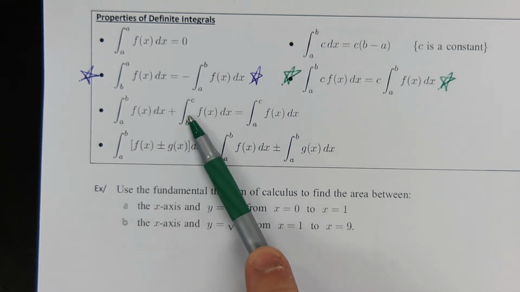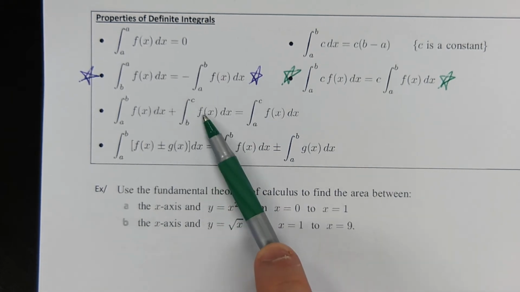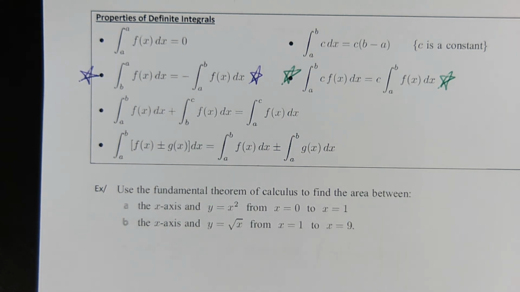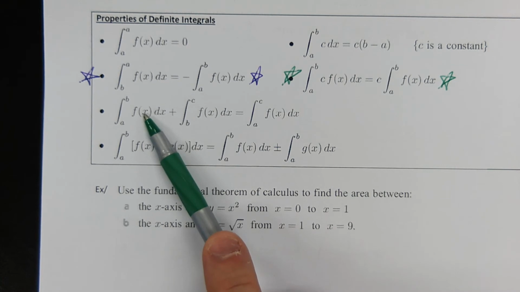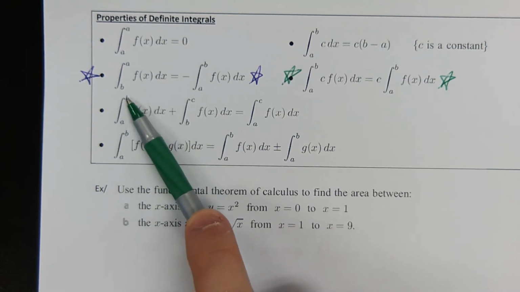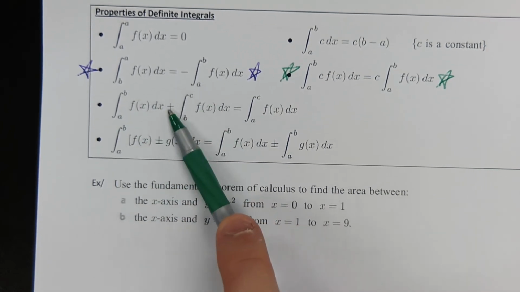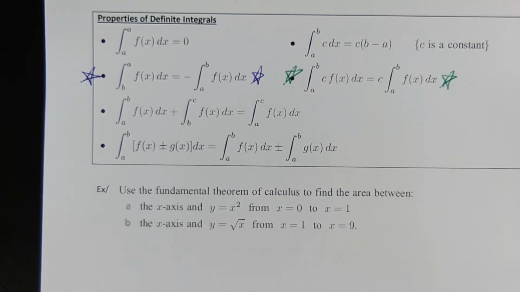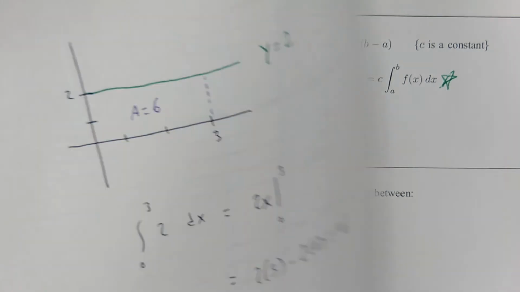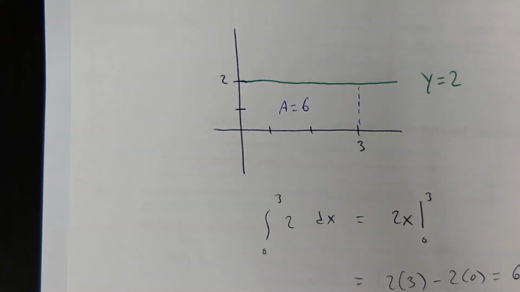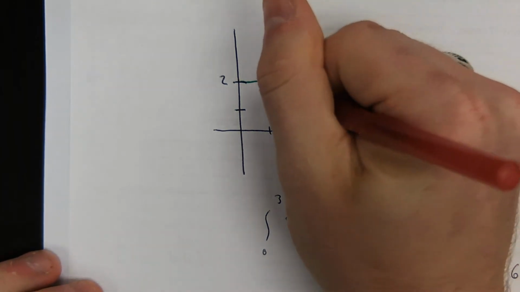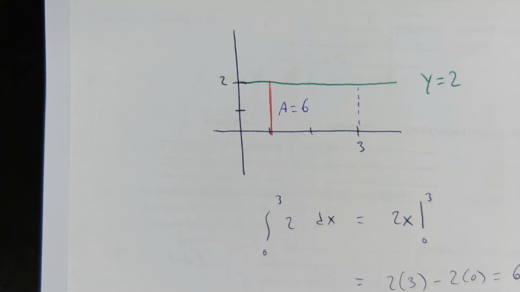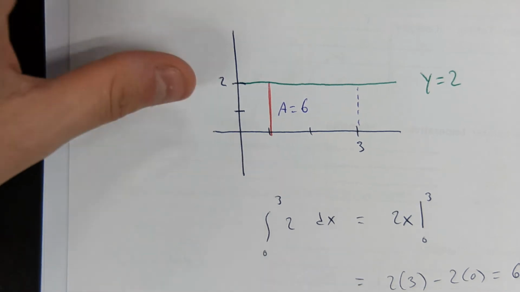This one was true for summations. It's true for limits, so it's true for integrals. It's like a transitive property of integration, if you will. This one says, if I integrate f of x from a to b, and I integrate it from b to c, and I add, it's the same as going from a to c. That should be pretty obvious. If I chop this up and go from 0 to 1, and then add from 1 to 3, it's the same as going from 0 to 3.